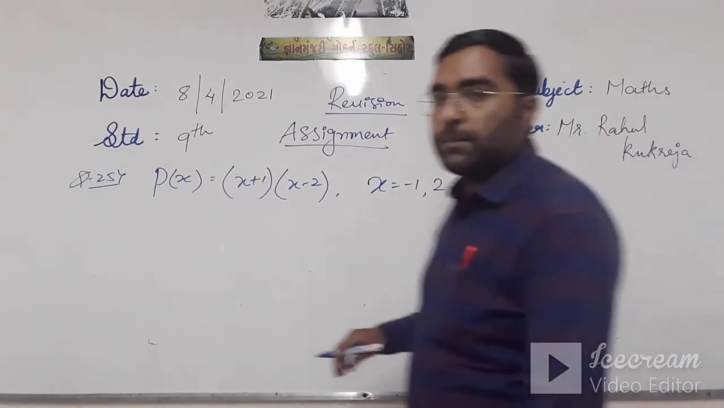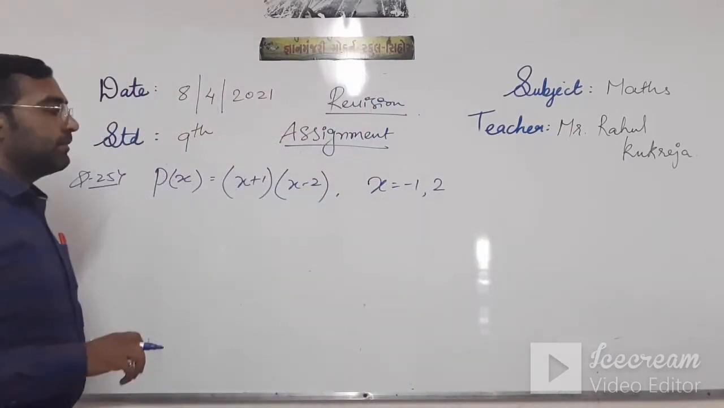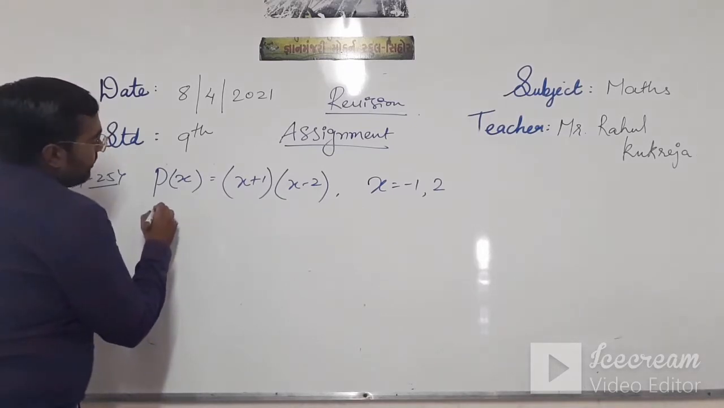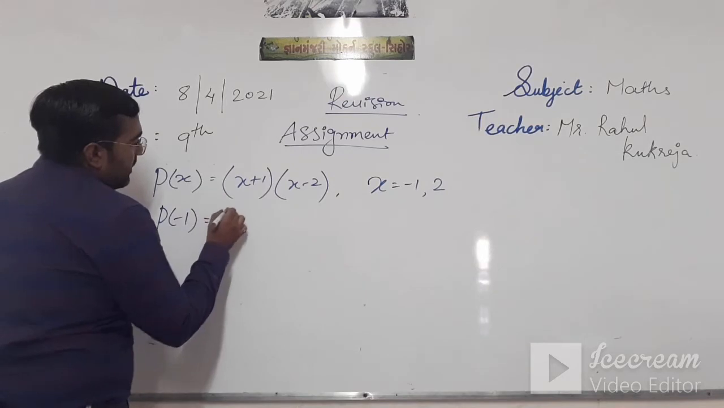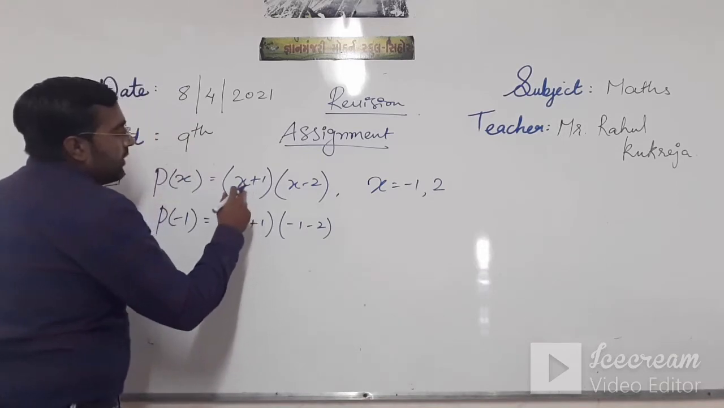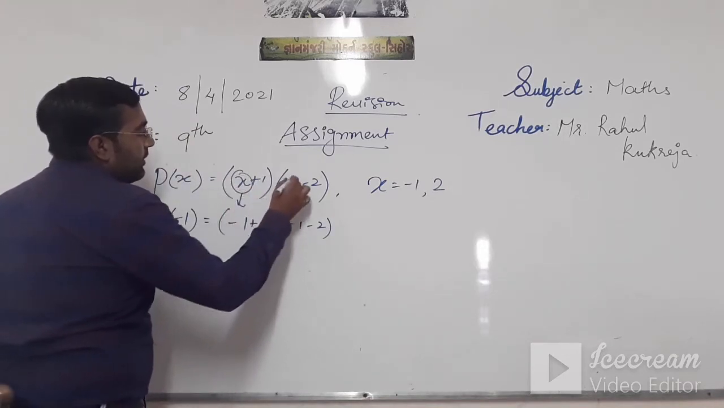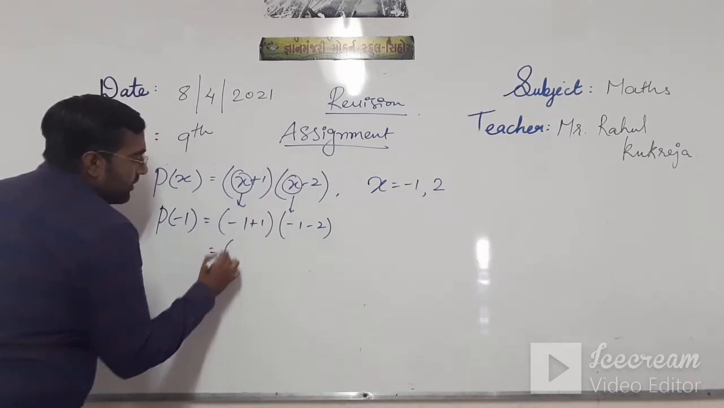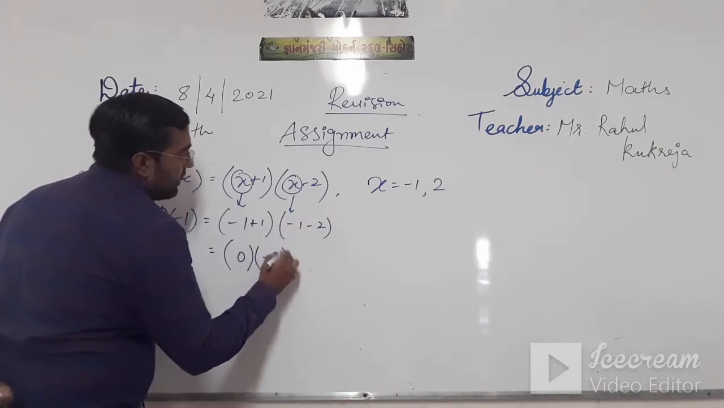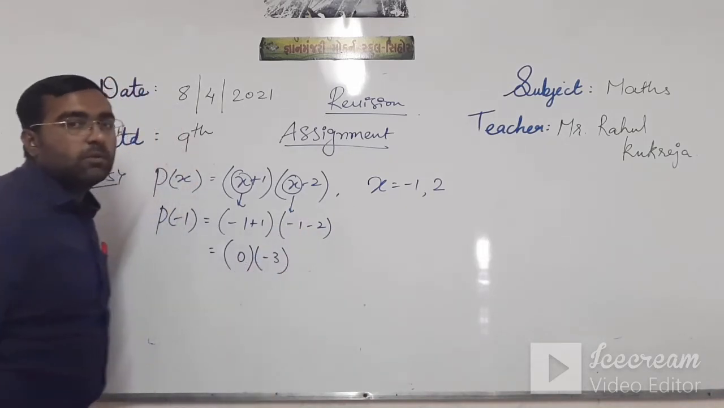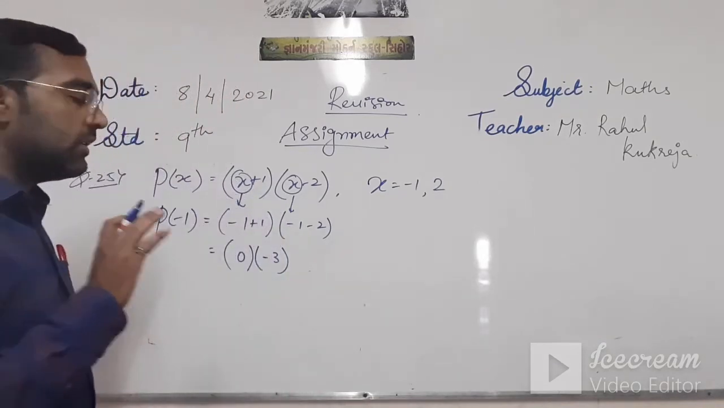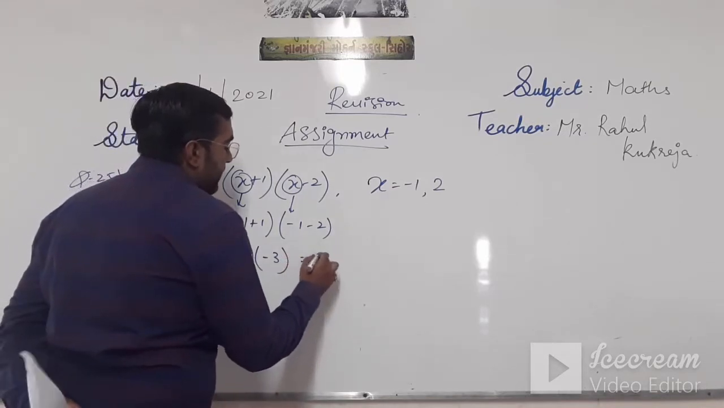So let's start. First we are taking minus 1. P of minus 1 is equal to minus 1 plus 1 times minus 1 minus 2. Here we are just putting the value of x. Clear? So minus 1 plus 1 cancels out to 0, and minus 1 minus 2 is minus 3. Any number multiplied with 0, the answer will always be 0. So my answer here is 0.